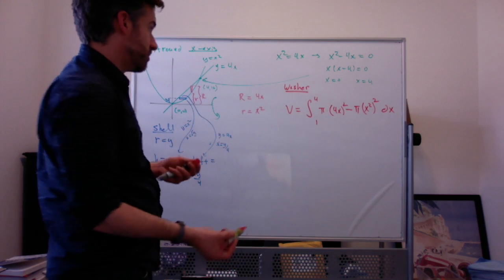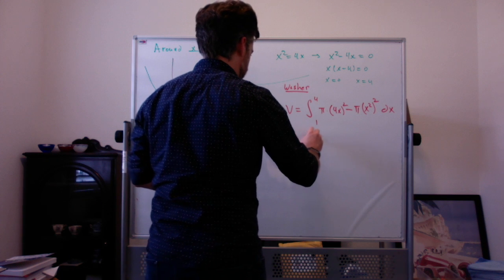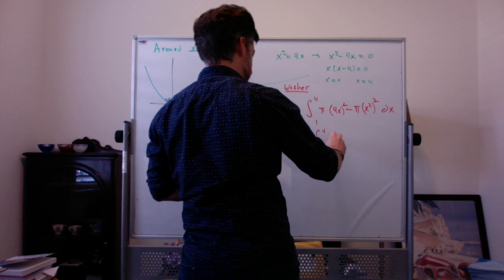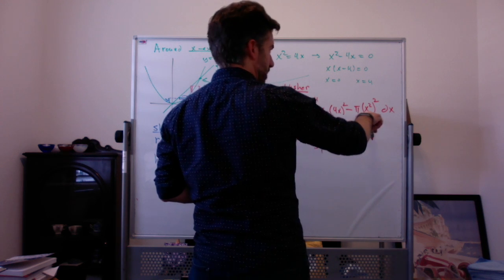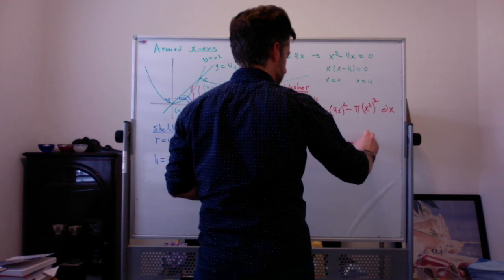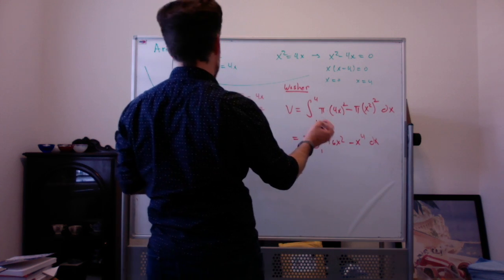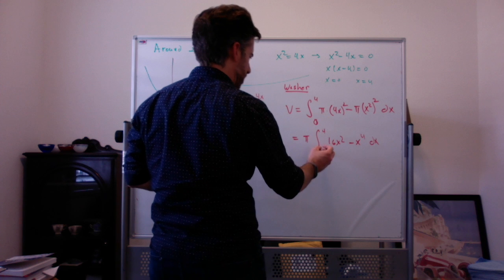And that's it. And then you could factor out the pi and have the integral from 1 to 4 of (4x) squared, which is 16x squared, minus x squared squared, which is x to the 4th. And then you would, oh sorry, the lower limit should be 0, not 1. I don't know why I wrote 1 there.